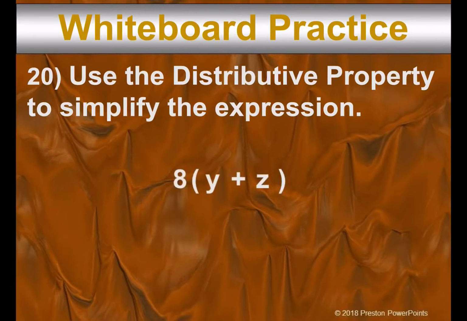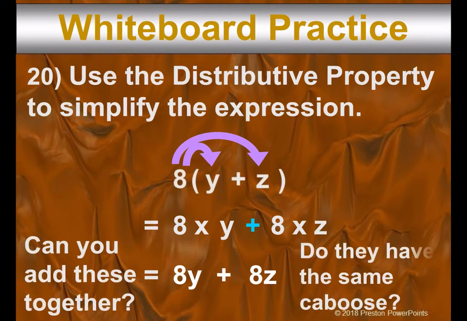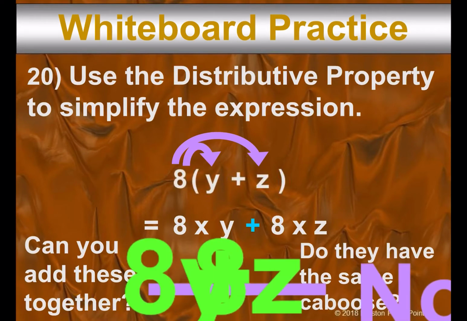So remember, we want to give that 8, distribute it to the numbers or the letters inside of the parentheses. So I'm going to take the 8 times the y plus the 8 times the z, which would be 8y plus 8z. And I can't combine anything there, so I'm just going to leave it at that. They don't have the same caboose, so I can't combine them, so it just stays that way.